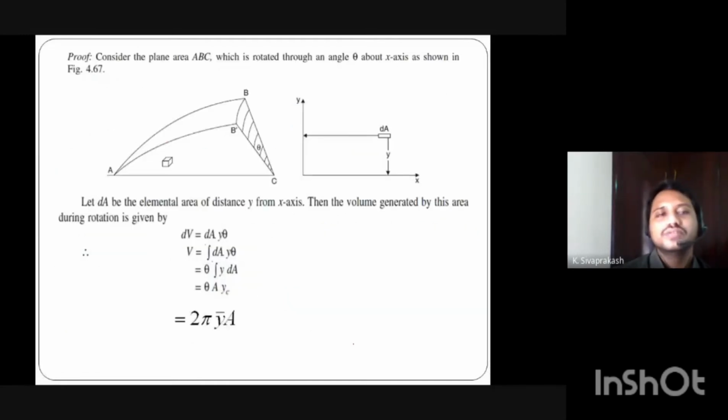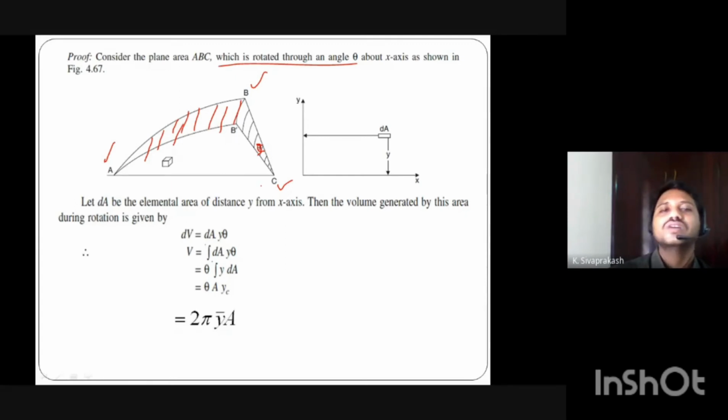Coming to the proof of the second theorem, let us consider ABC as a plane area. This is A, B, C, a plane area. Now this plane area is rotated through an angle theta. So how much angle is it rotated? Theta. When it is rotated through angle theta, what shape will you get? Here you get a solid shape, because you are rotating the area, so the entire shape will be a solid.